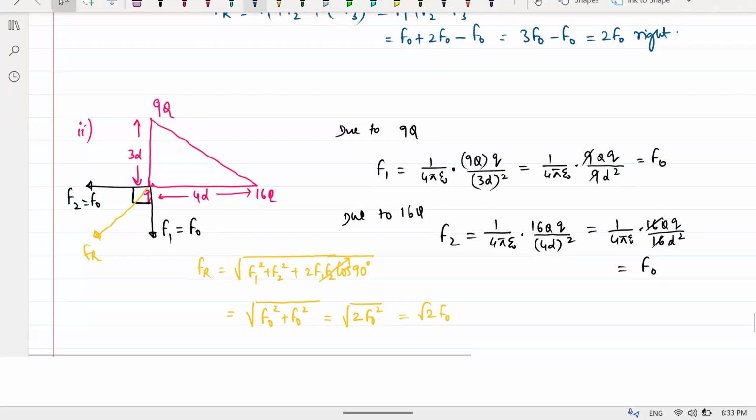What will be the angle? If it is making some angle theta here with the x-axis, tan theta will be equal to y by x. The y value is F naught and the x value is also F naught. So F naught gets cancelled, tan theta is equal to 1, and theta will be 45 degrees. Clear? Yes, sir.